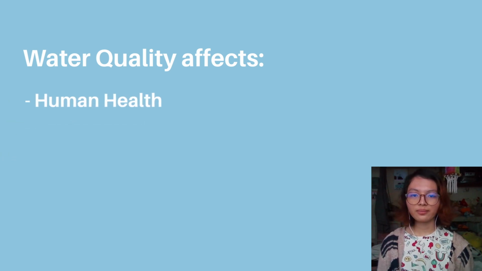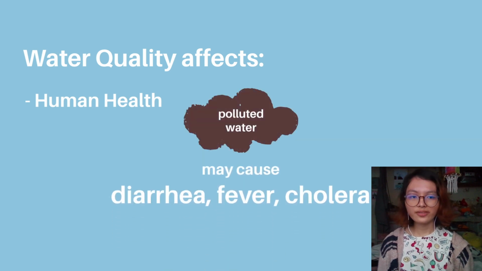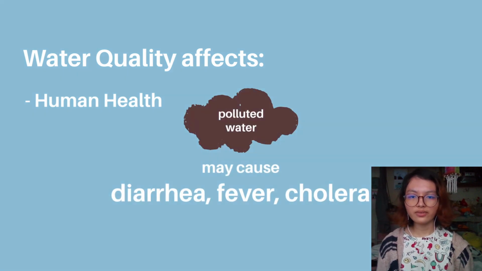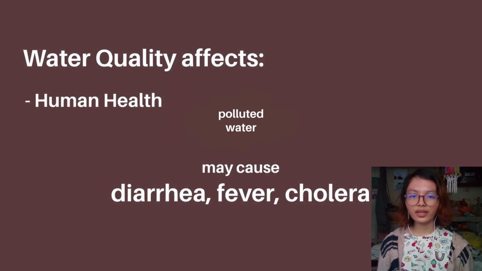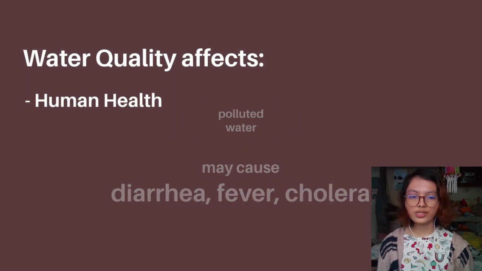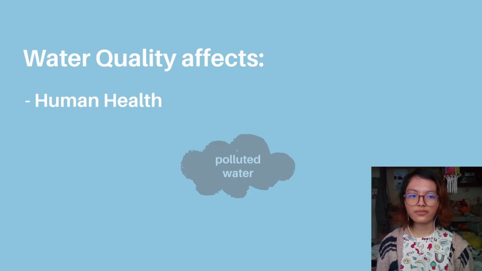In terms of health, polluted water may cause different illnesses such as diarrhea, fever, cholera, and could even cause death, depending on how deteriorated the water is. Polluted water itself may kill more people than violent events. This is why water quality is a great world issue that needs to be resolved.